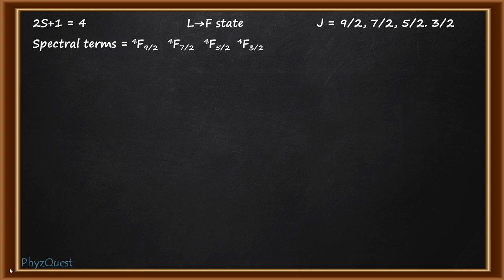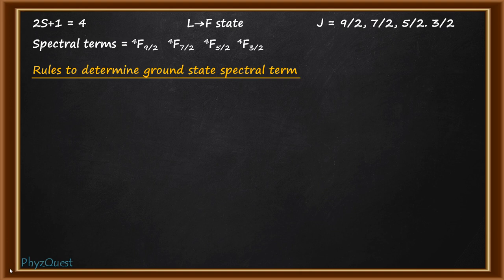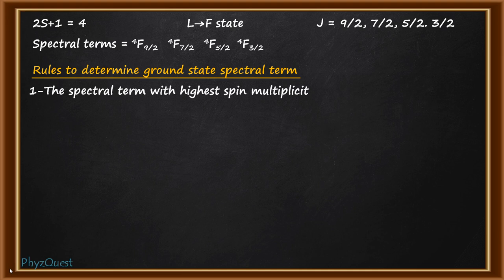Now the question is, we need to find out the spectral symbol for the ground state. So now how to decide out of the four symbols which of them is the spectral term for the ground state? So here we have to follow certain rules to determine the ground state of the spectral term. So now we know that the ground state is the most stable state according to Hund's rule. So here the spectral term with highest spin multiplicity is the most stable. So that means the spectral term with highest multiplicity will give you the ground state.